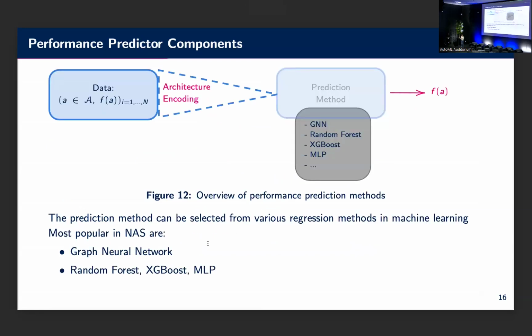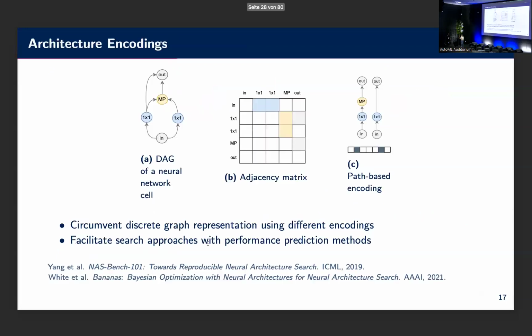So the performance prediction method, as I said, we have the data on the one side, we have the prediction method on the other side. And the prediction method, it's also something you can play around with. You can use GNNs, what we have also seen at a lot of talks. You can use a simple random forest method, XGBoost, MLP, whatever you like for a regression task. But the architecture encoding is kind of the gist.